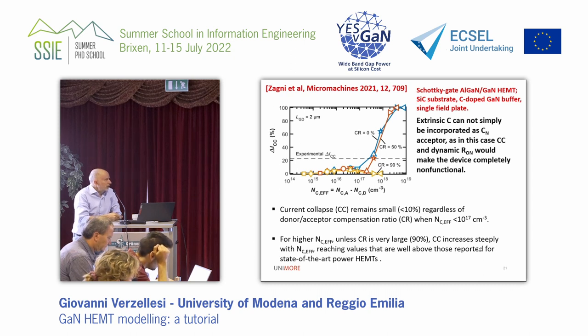Basically, we arrive at this conclusion: extrinsic carbon cannot simply be incorporated as the acceptor CN, as in this case, current collapse and dynamic Ron effects would make the device completely non-functional if a nominal carbon doping is assumed. Current collapse remains very small regardless of the donor acceptor compensation ratio only if the carbon doping density is assumed to be very small. And for higher carbon doping, unless the compensation ratio is very large, current collapse increases steeply, reaching values that are well above those reported for state-of-the-art power amplifiers.